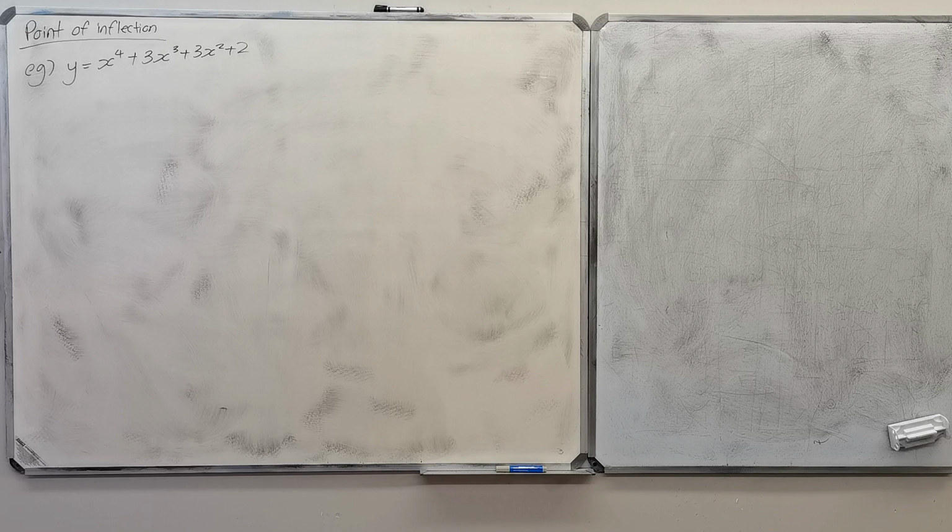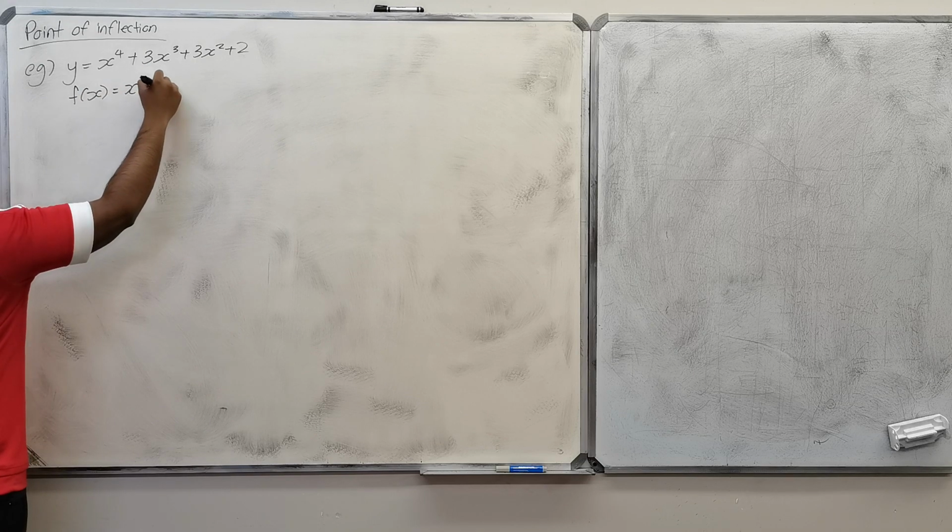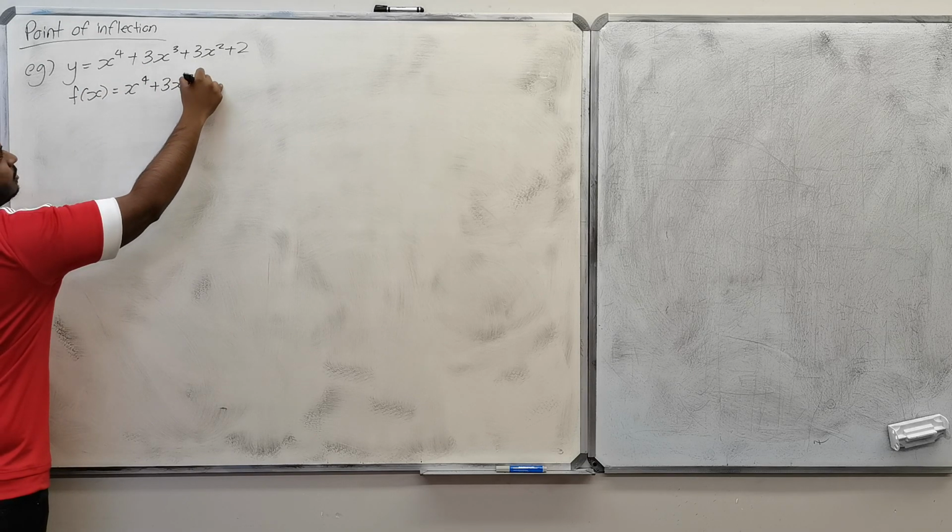If this came out in your exam, how would you answer that? First derivative, and the second derivative. Can I write it in terms of x first? Yes, as a function of x. So a function of x is equal to x to the 4 plus 3x cubed.